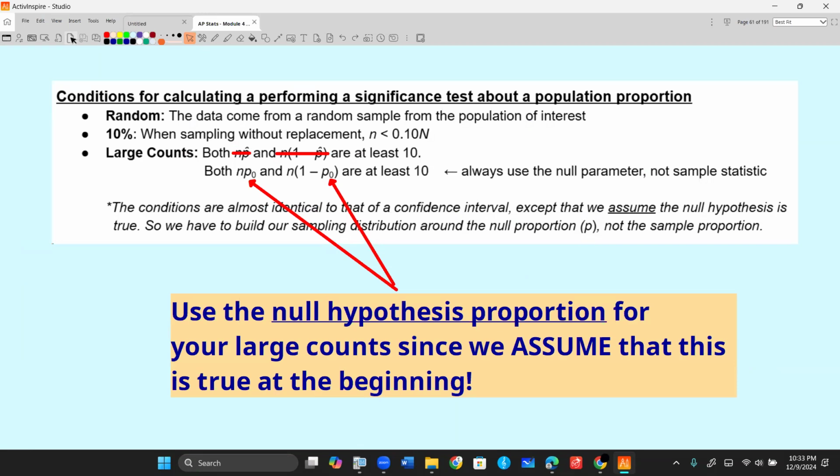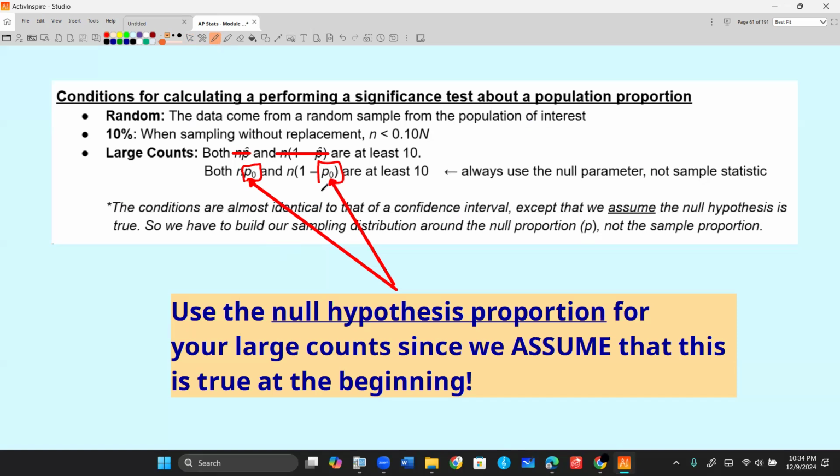However, it should be noted that our large counts are going to be dealing with the null parameter. So we're not going to use the p hat. We actually are going to use the null proportion. And the reason is because we assume that that is true from the beginning. So that's the number we have to work with. Remember, we haven't proven that the alternative is true. We haven't proven the sample hasn't given us enough evidence yet until we run the numbers. And we have to base that off of the null.